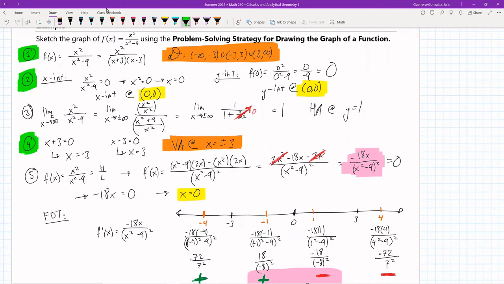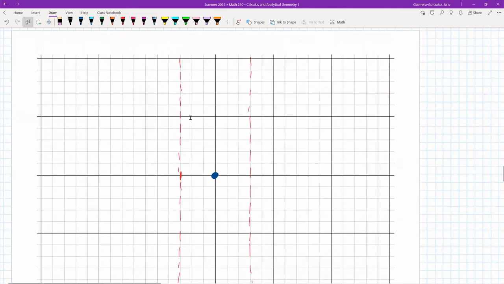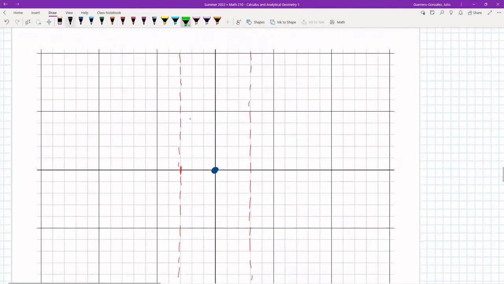Number 3. Our end behavior, our horizontal asymptote, is at y = 1. So I'm going to go ahead and scroll back down. I'm going to do this. I didn't label, right? -3, +3. I'm going to make this right here equal to 1.